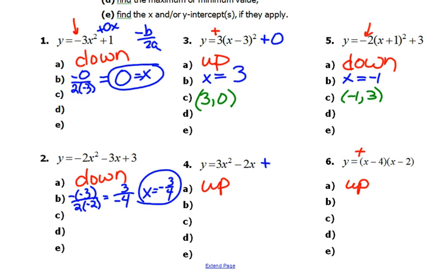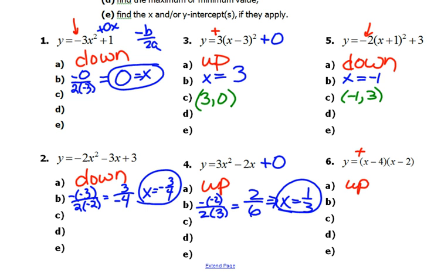In this case, we have to think of it as like a plus 0 there. Again, it's the same negative b over 2a, so the negative of a negative 2 over 2 times 3. So we have 2 over 6, which would be x equals 1/3. That's our axis of symmetry there.